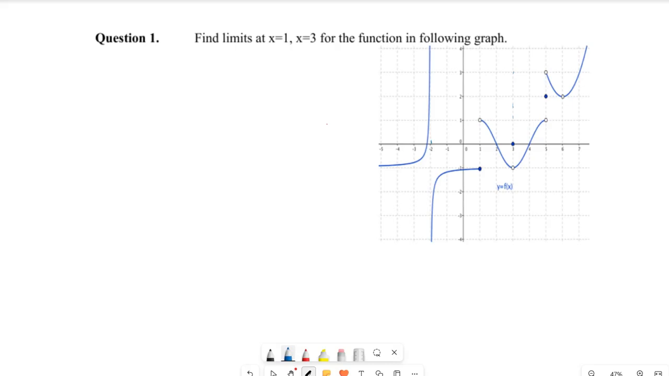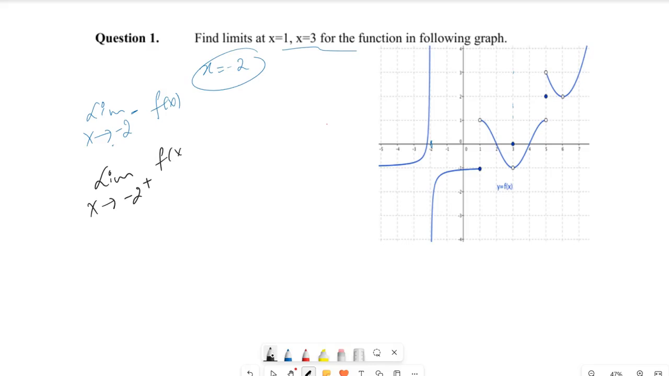Let's investigate the limit at -2 also, although it's not in the question, just giving extra practice. Let's say the limit as x approaches -2 from the left side of the function. Notice there are two negative signs. This means we are talking about -2. This negative means we are talking about the left limit. Also find the limit as x approaches -2 from the right side. Then find the limit as x approaches -2. Then find the function's value at -2.